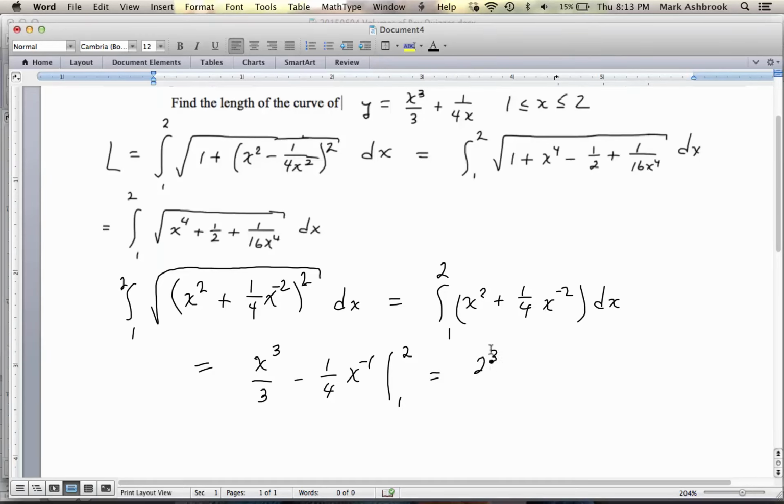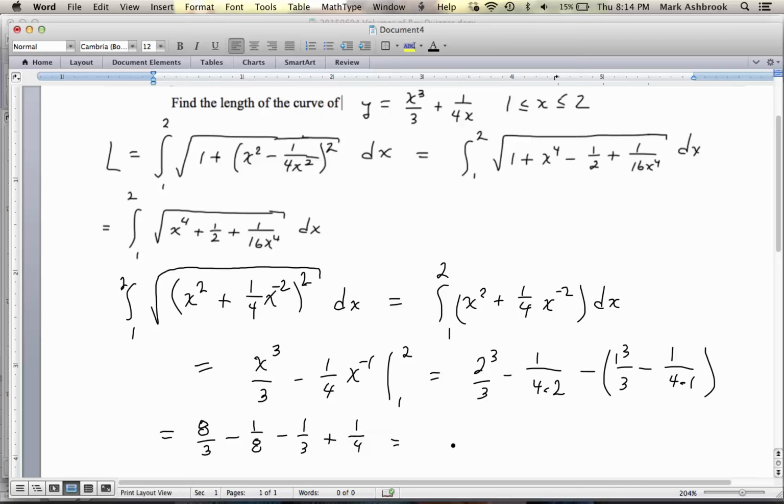So we'll have 2 cubed over 3 minus 1/4 times 2, minus 1 cubed over 3, so minus quantity, minus 1/4 times 1. And this equals 8/3 minus 1/8 minus 1/3 plus 1/4.